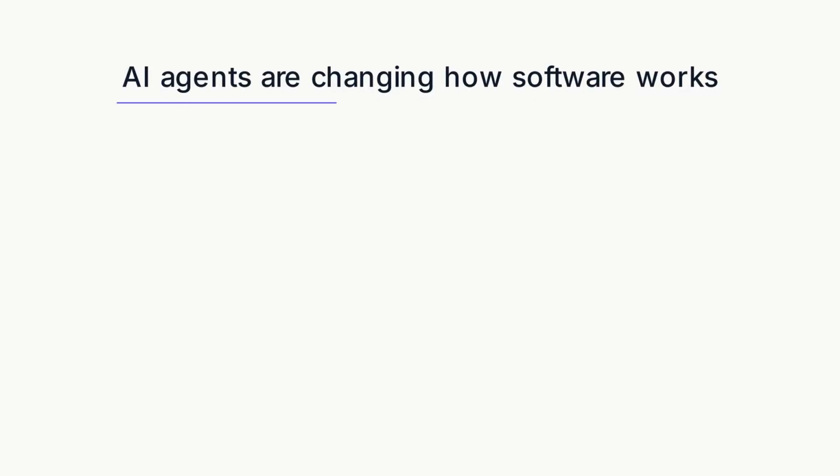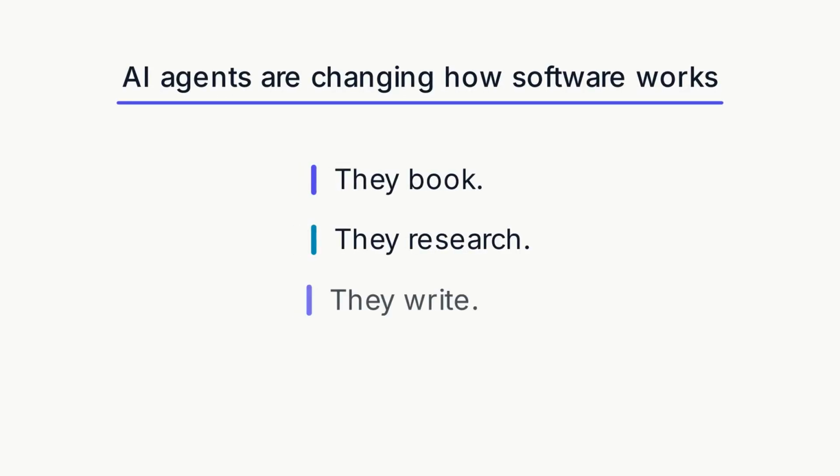You've probably heard that AI agents are changing how software works. Machines that don't just answer questions, but actually get things done. They book, they research, they write, they fix.